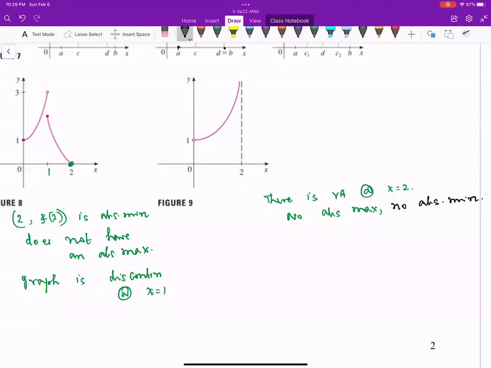So continuity on a closed interval is important. Both conditions are important to have an absolute maximum and absolute minimum in the graph.